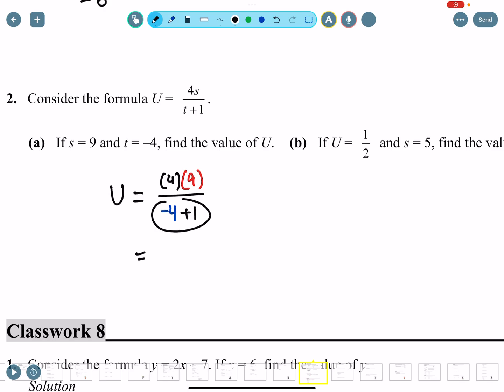Alright, here is where we need to pay attention. It's either you calculate this first and the top one separately, so it's going to be 9, 18, 27, 36. 36 over -4 plus 1 is -3. Or if you want to calculate all at once, if you do 36 divided by -3, it will be -12.